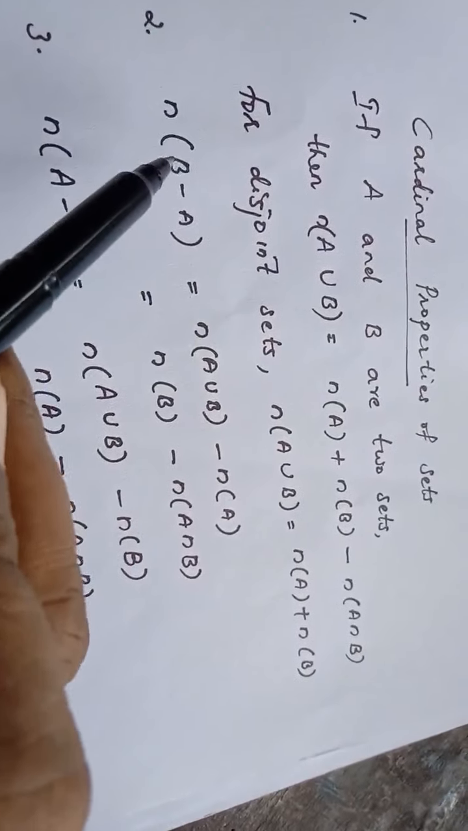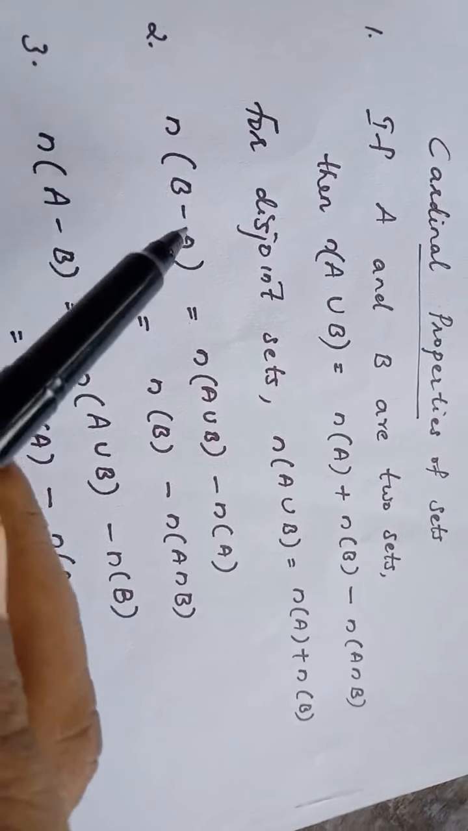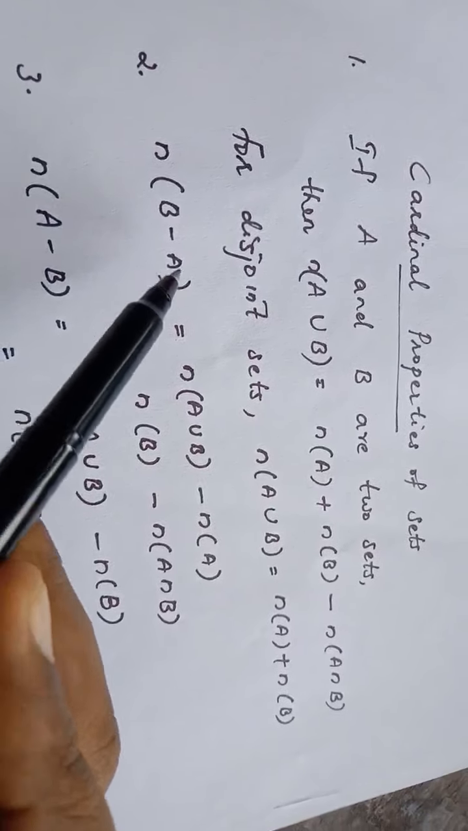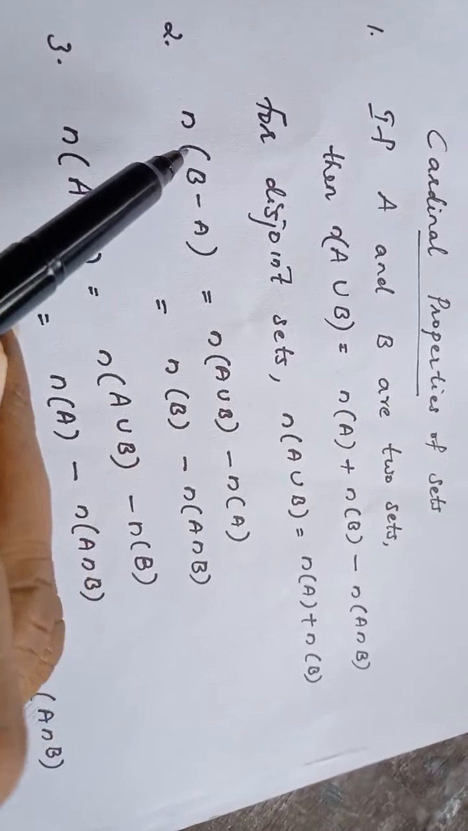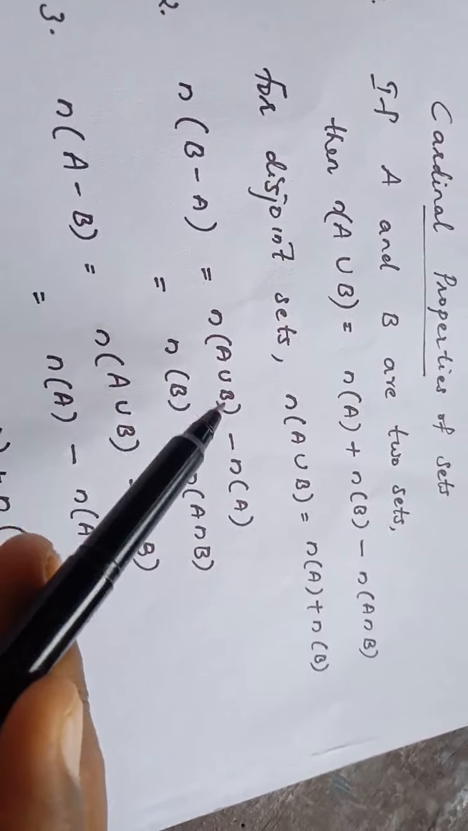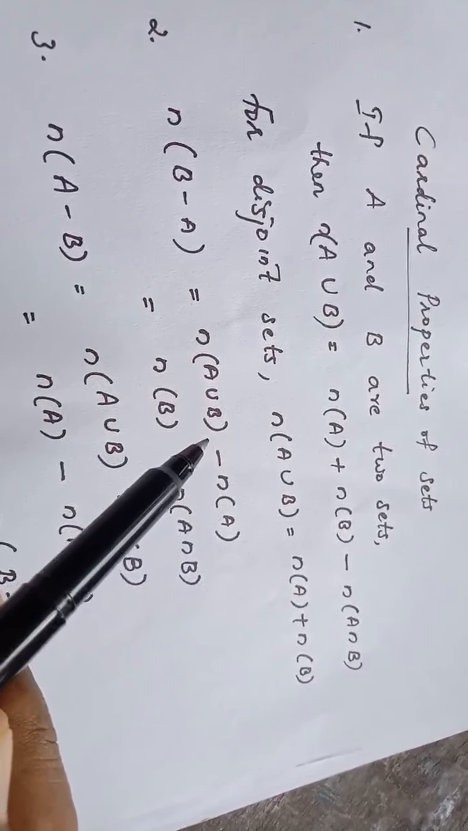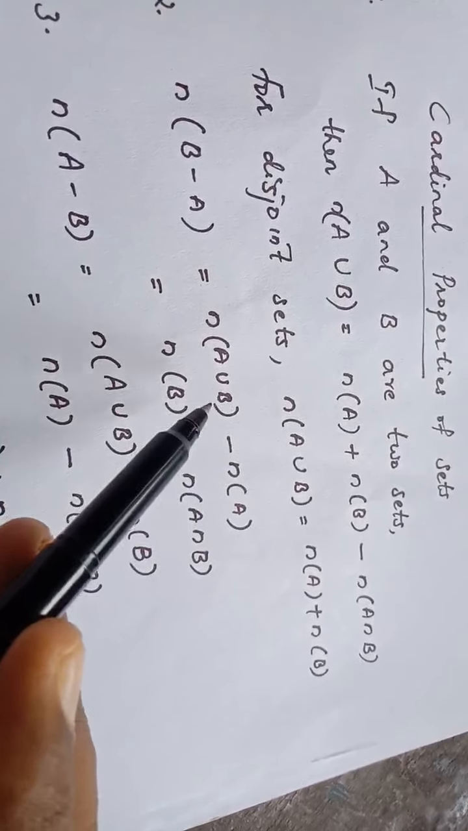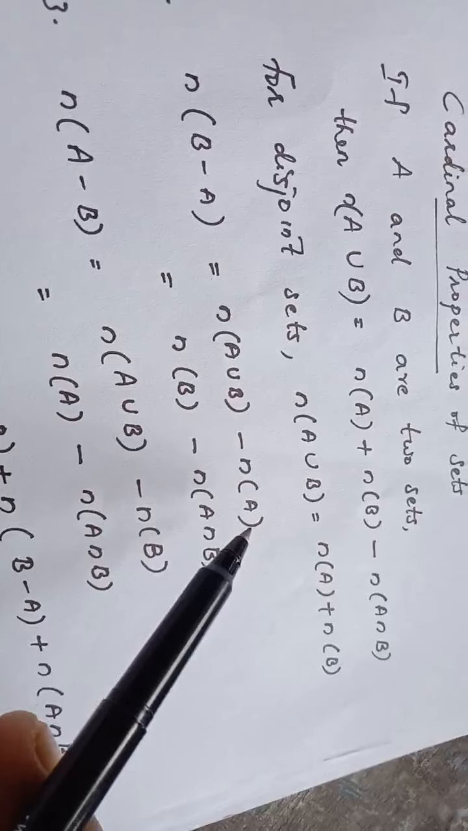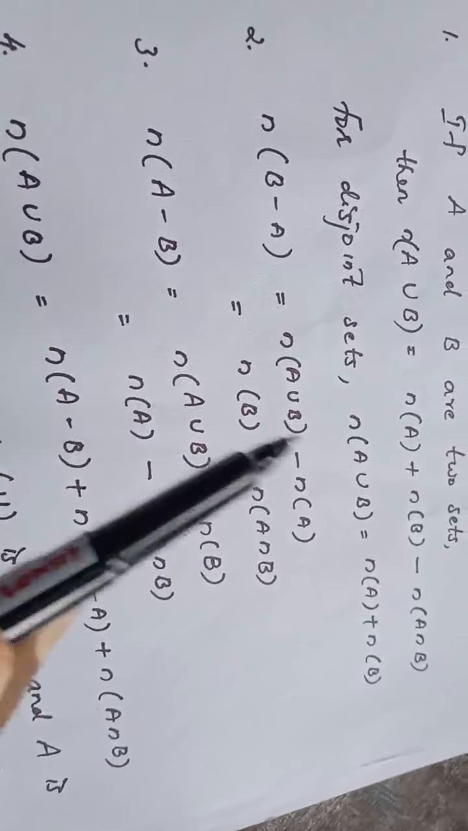Now we know that B minus A concept is all the elements in B but not in A. So we can find the cardinality of B minus A by using this formula, n of A union B minus n of A. All the elements, count the elements of A union B, then minus cardinality of A. Same way we can do the cardinality of A minus B.